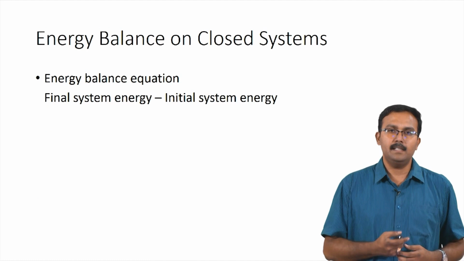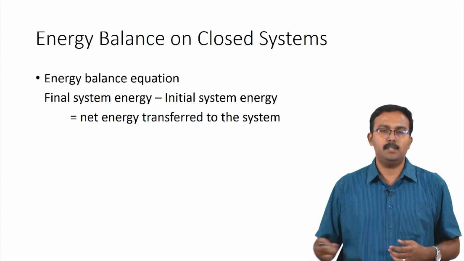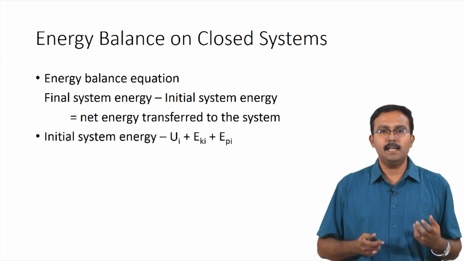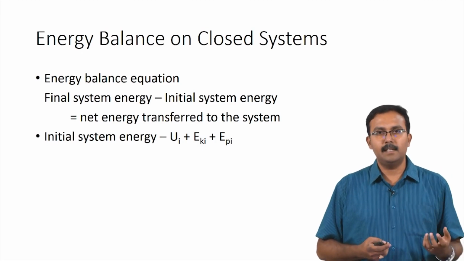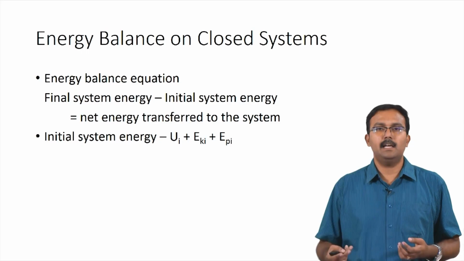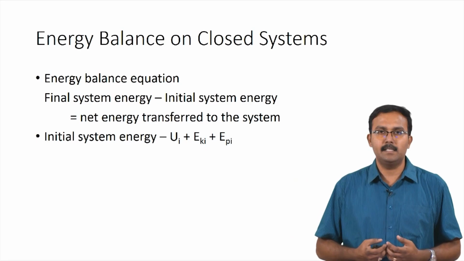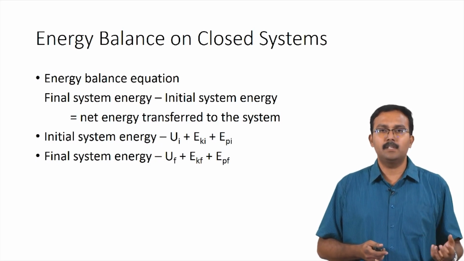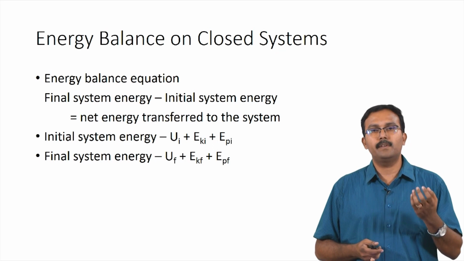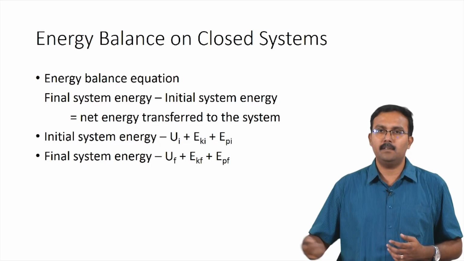You would have final system energy minus initial system energy, giving you the net energy transferred to the system. So, initial energy possessed by the system would be three components: internal energy at the initial condition, kinetic energy at the initial condition, and potential energy at the initial condition. The summation of all these three energies gives you the total energy possessed by the system at the initial condition. Similarly, the final energies of the system would again be the summation of internal energy at the final condition, kinetic energy at the final condition, and potential energy at the final condition.